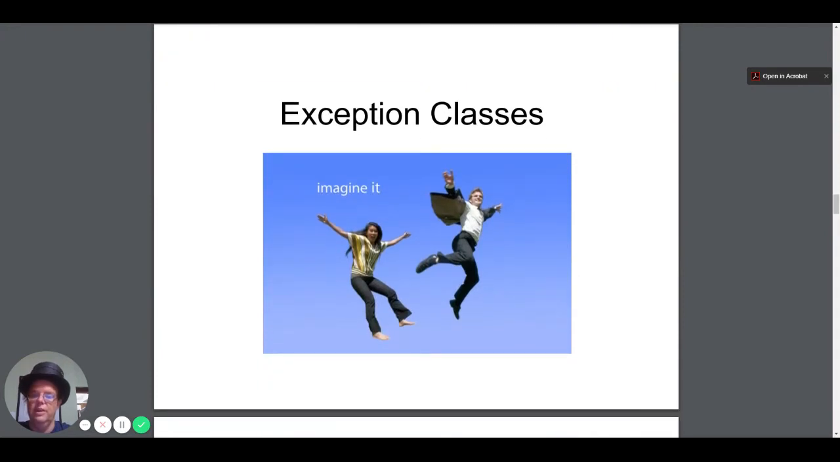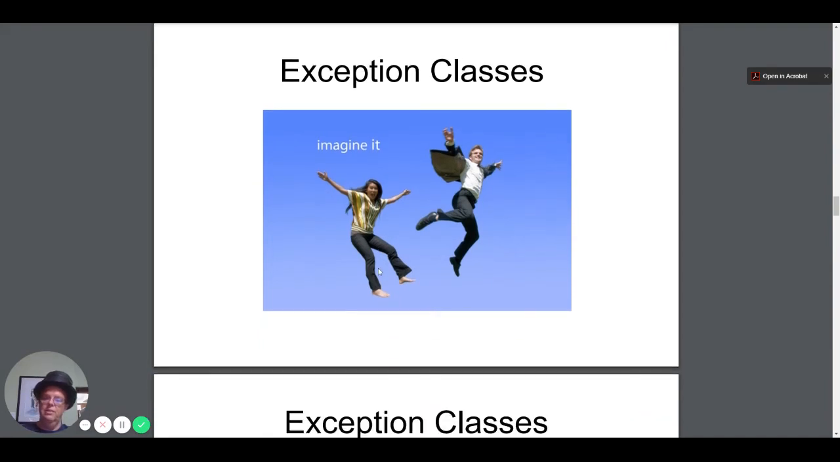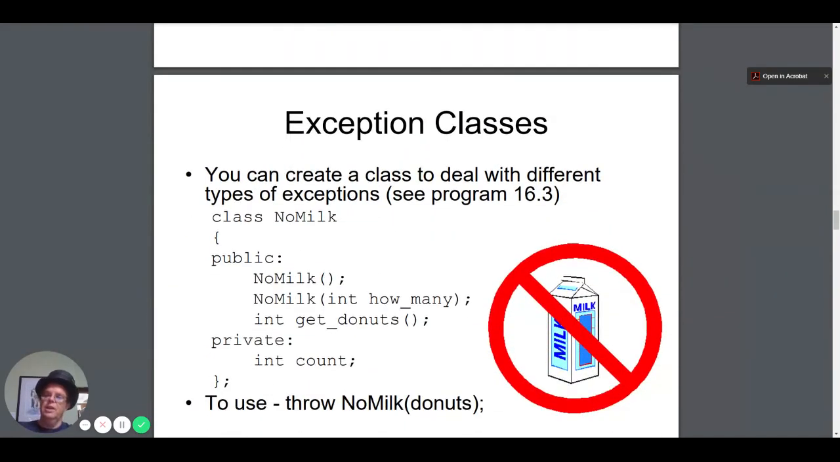You can also write classes to handle exceptions, and these can provide even more information. So imagine we have our donuts per glass of milk example, and we have a class called no milk. It has a constructor that says how many donuts we have, and an accessor function to get the donuts.